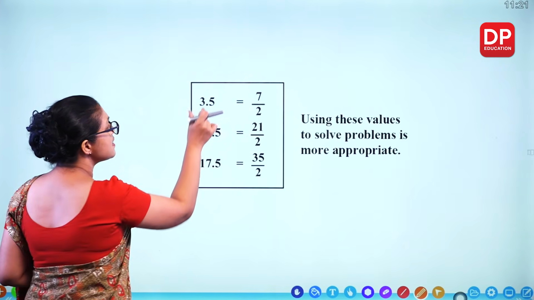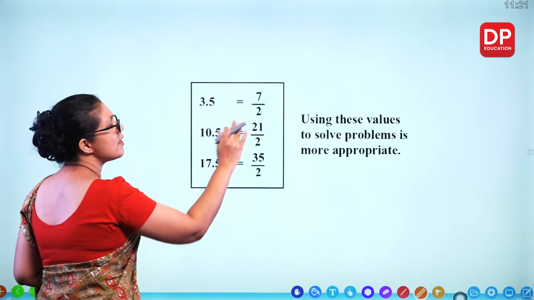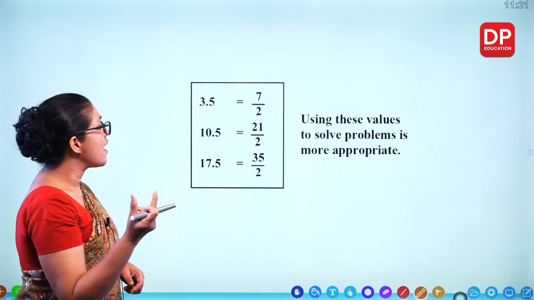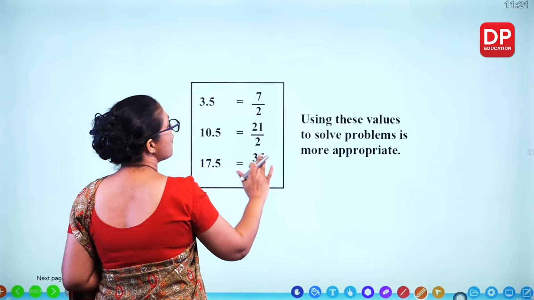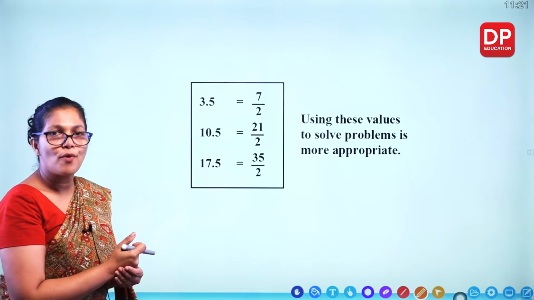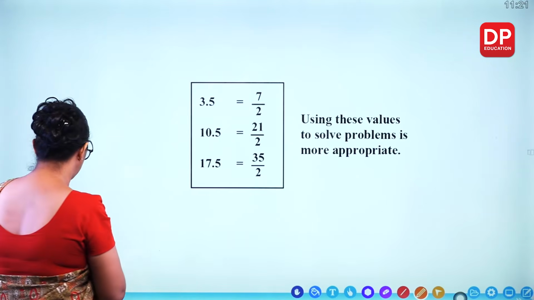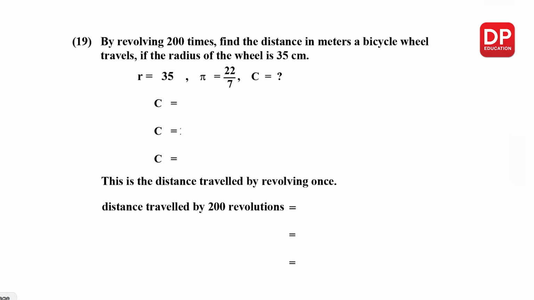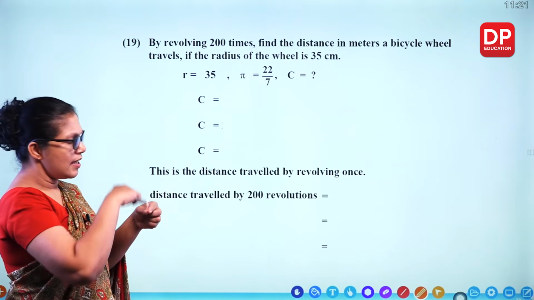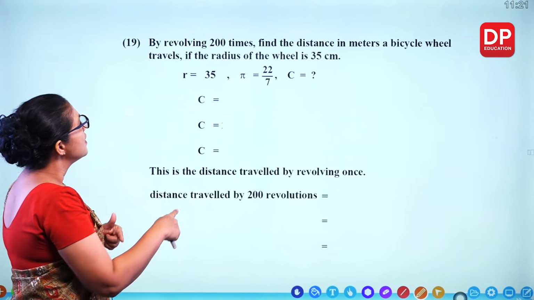When you get a decimal, it's easy to convert to an improper fraction. An improper fraction and using fraction is more appropriate to solve problems. By revolving 200 times, find the distance in meters a bicycle wheel travels if the radius of the wheel is 35 centimeters. So here we need the circumference.